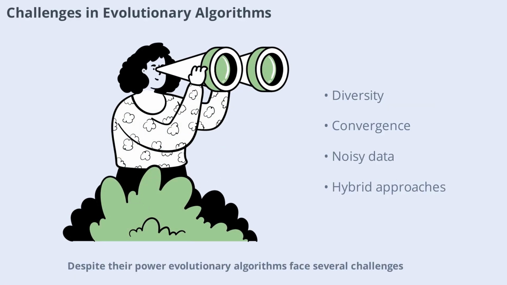Despite their power, evolutionary algorithms face several challenges. These include maintaining diversity, avoiding premature convergence, and handling noisy or incomplete data. Researchers continually develop new strategies to address these issues, such as adaptive mutation rates or hybrid approaches. Overcoming these challenges is essential for maximizing the potential of evolutionary algorithms in biology.